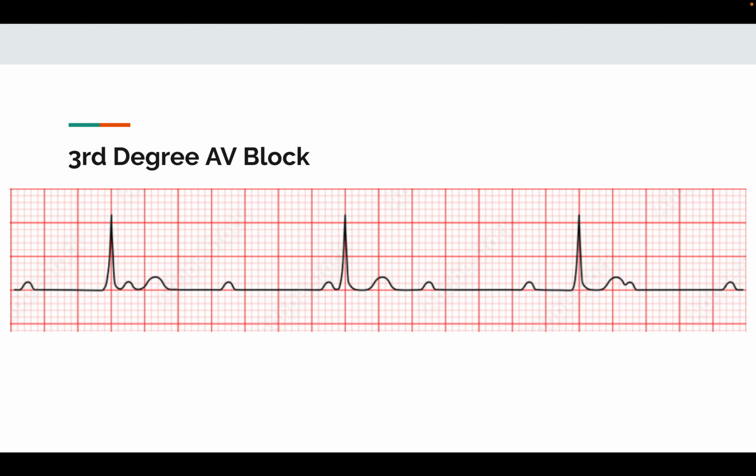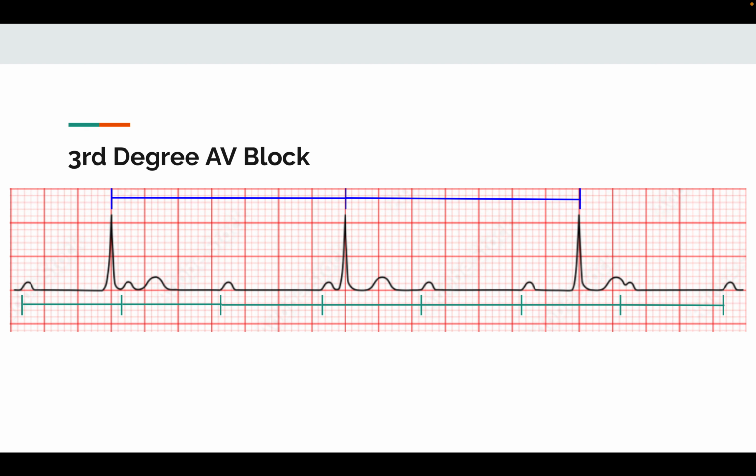Finally, we have our third degree AV block, and I want you to watch. Look at these P waves. They have an equal length, and they don't change in their interval. And our QRS complexes also don't change in their length. So we have a regular rate for both our P waves and our QRS complexes. It just looks like they don't communicate at all.